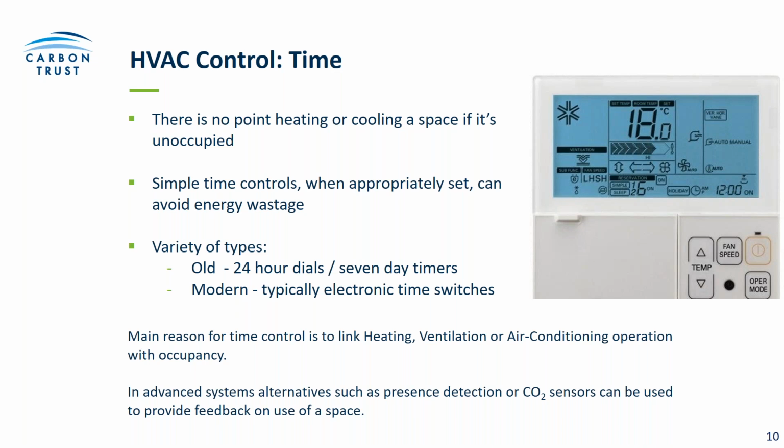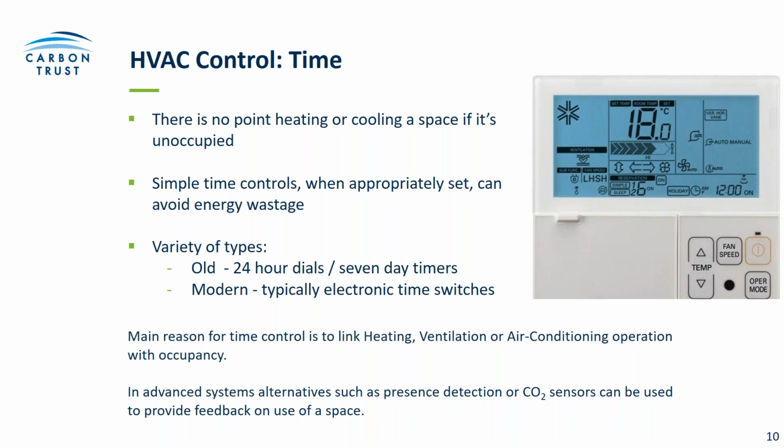But for an overall building system, it's worth making sure that your time controls are aligned with your operation of the building. So that'll apply both to air conditioning systems and also to heating systems. So it can be the case that older types of controllers, in terms of 7-day timers or 24-hour dials, are still in use, but with a bit of time they can be set up to make sure that you're not operating your systems when not required.